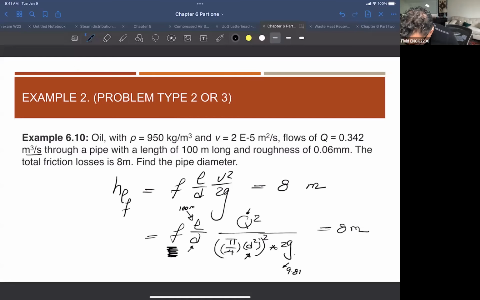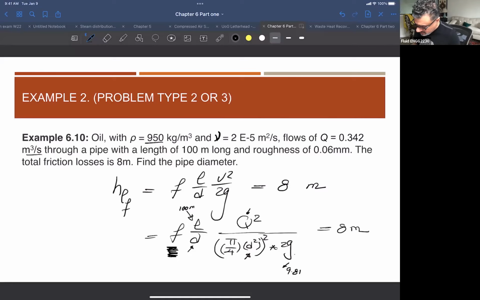This is actually kinematic viscosity. So this is density, this is kinematic viscosity. Okay. So now I don't have the friction factor here, and I also don't have the diameter. Okay, so it looks like in order to find the friction factor, I need to find the Reynolds number, but Reynolds number requires the velocity, and we don't have the diameter.